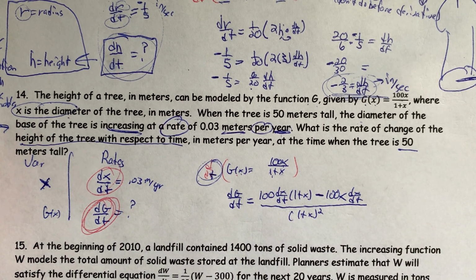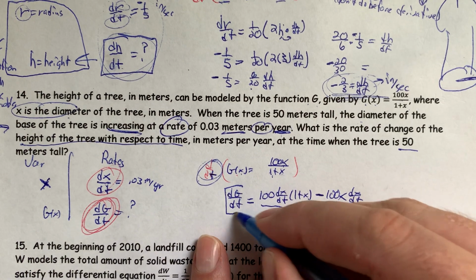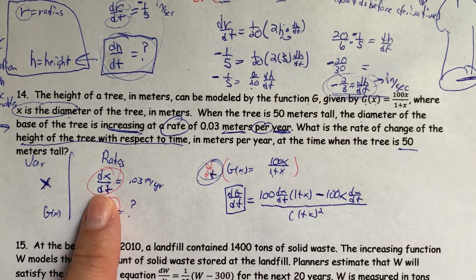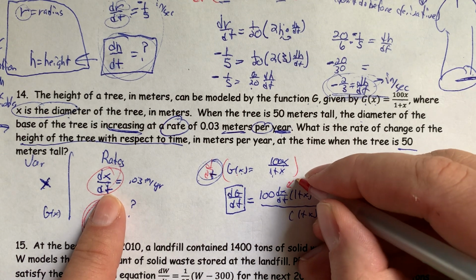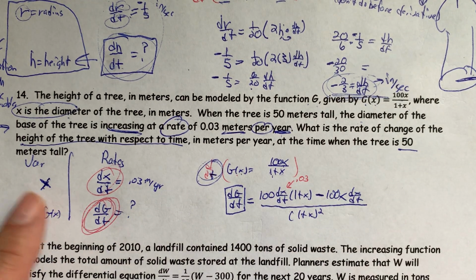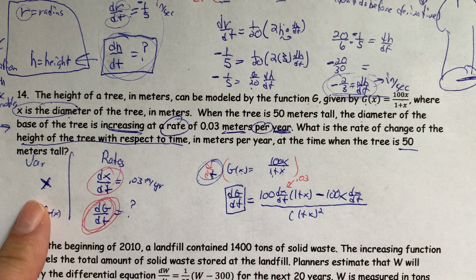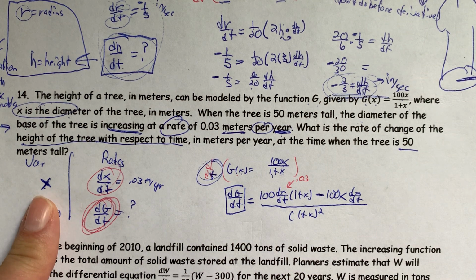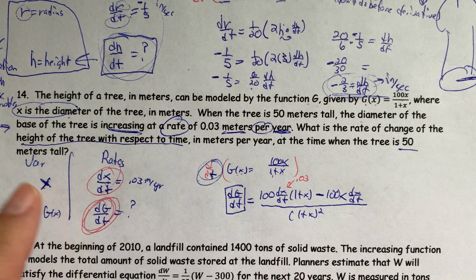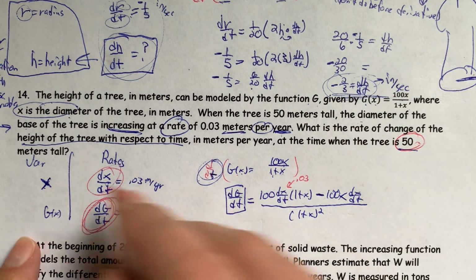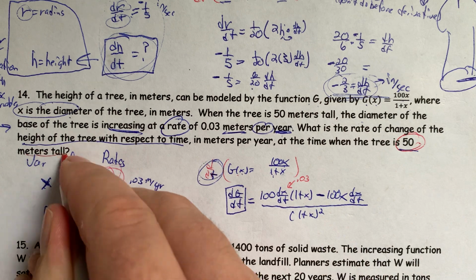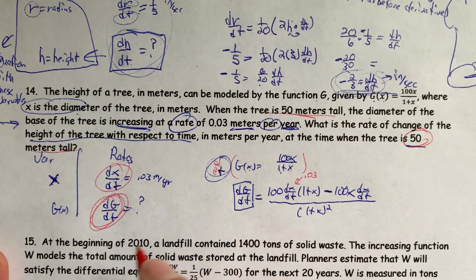And now let's see if we can plug in. So we're looking for dg dt. This is what we want. And we know dx dt is 0.03. And do we know what x is? Well, no. It did not tell us what x is. X is not 50. 50 is the height of the tree, right? So the tree is 50 meters tall.